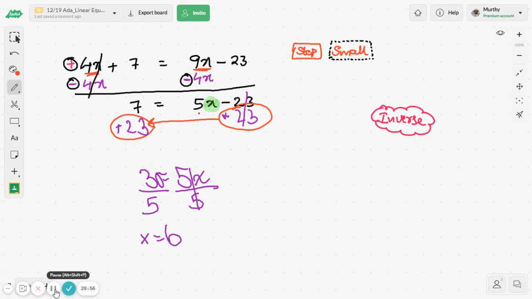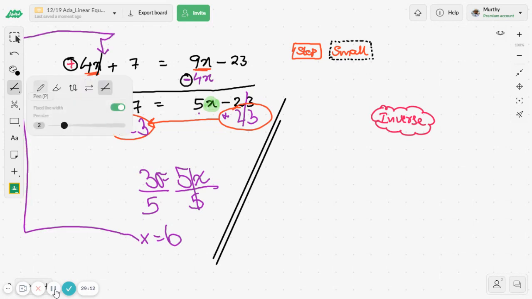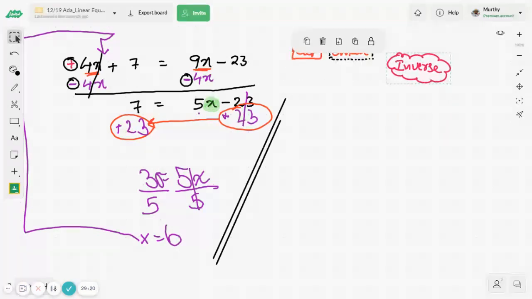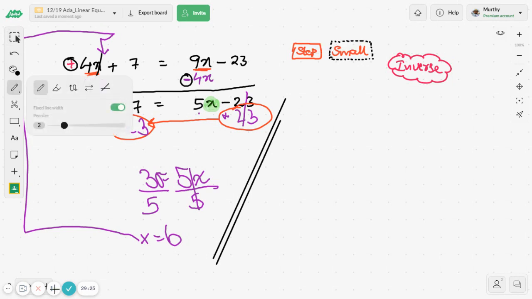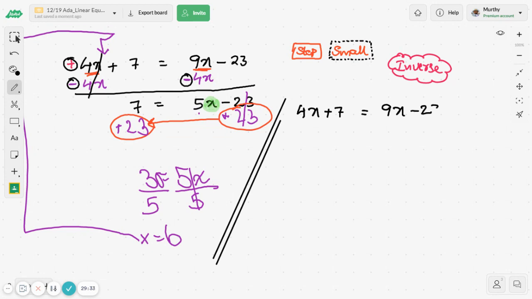That's good. Then, do you know how to check whether your answer is correct or not? Your solution part. How to check? So this question I'll help you. Yes, you are right, but still let me give you an idea how to check it. You please copy the entire question that's given, that 4x plus 7 equals to 9x minus 23, right?